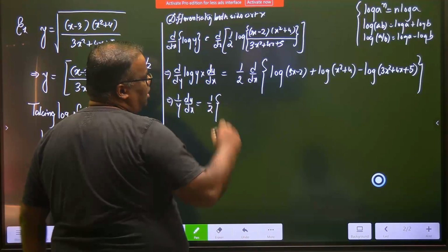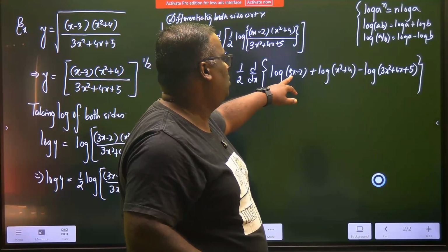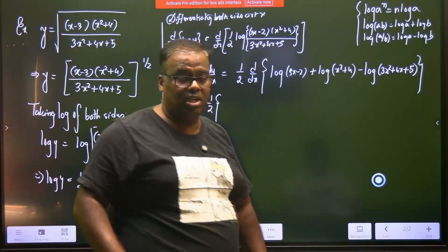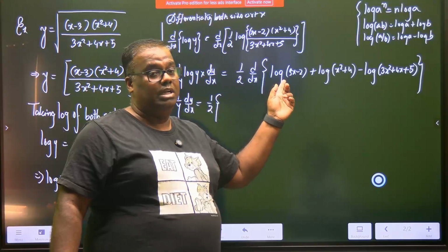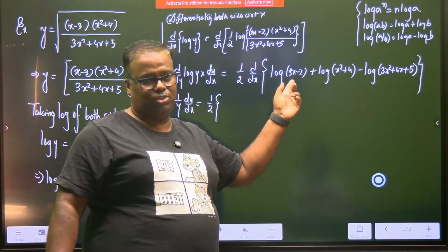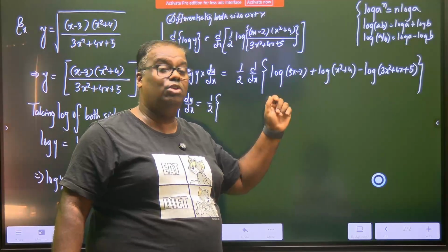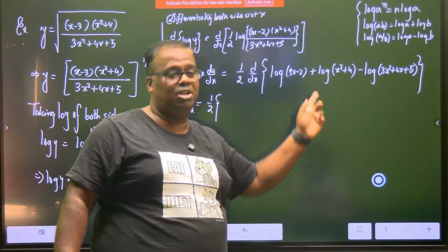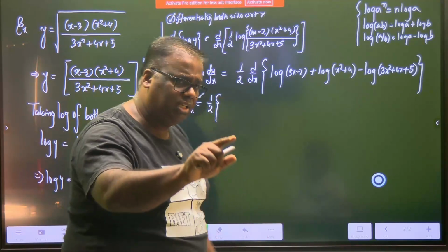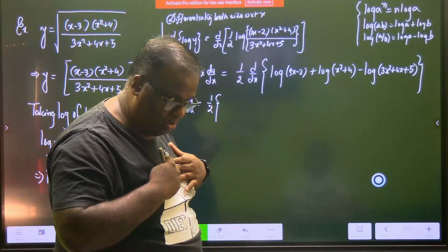Now tell me, how do you differentiate log of 3x minus 2? Now here again, Joey, for you, chain rule. d dx of log of 3x minus 2. So how will you do it? d d(3x minus 2) into d(3x minus 2) by dx. I will not write the steps, but hold on writing. Just see how I am doing.